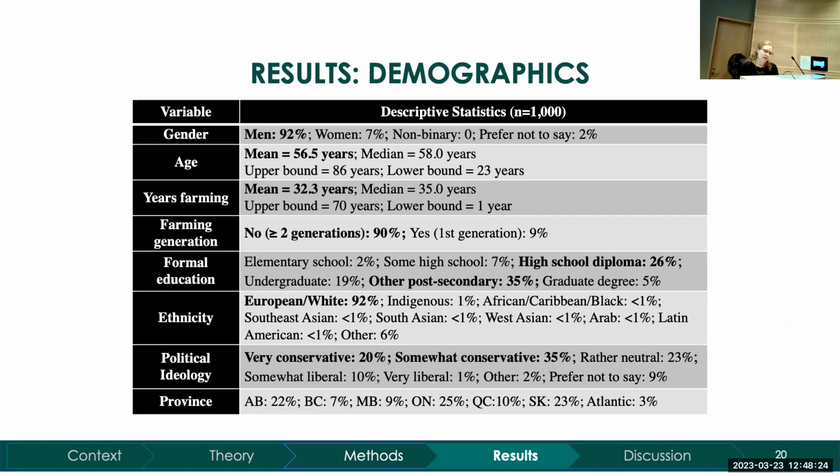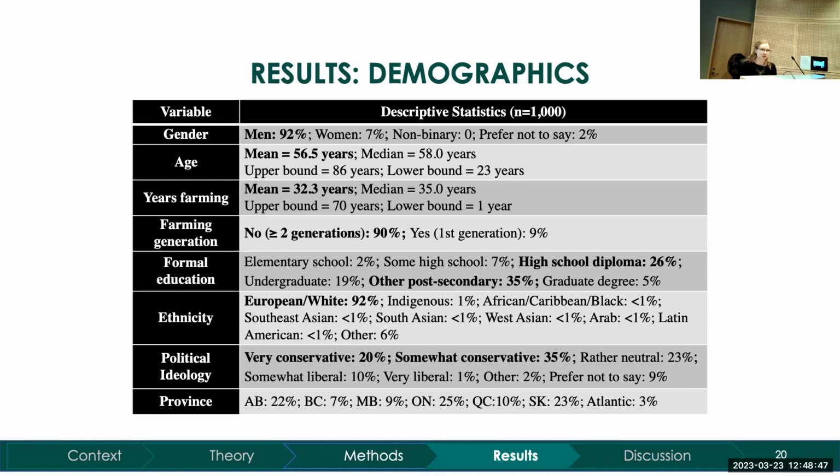Years of farming, we measured that as well in terms of their own input of age. We measured whether they were the first generation or second or more generation of farming in their family, their formal education. Their ethnicity is also a little bit biased towards white and European settlers. But yeah, we can talk a little bit more about that. And then we also included the provinces.